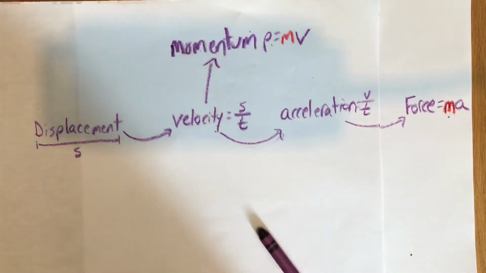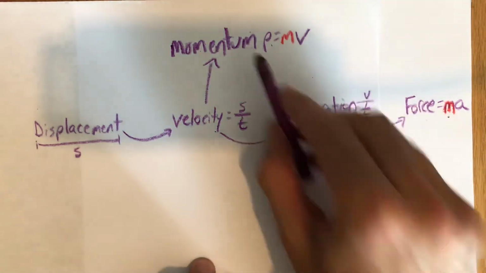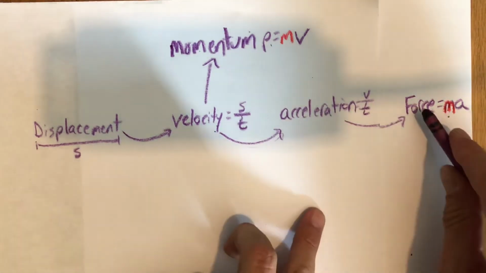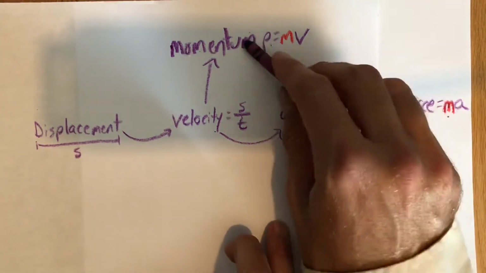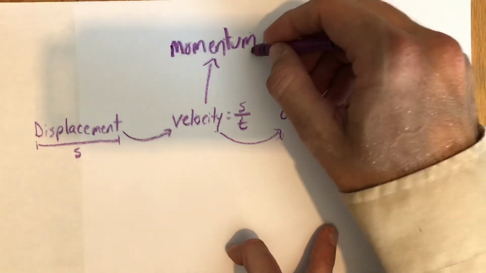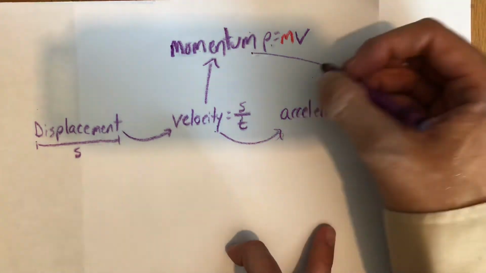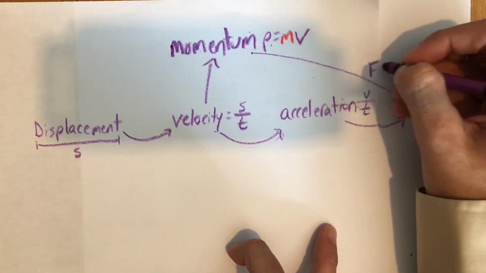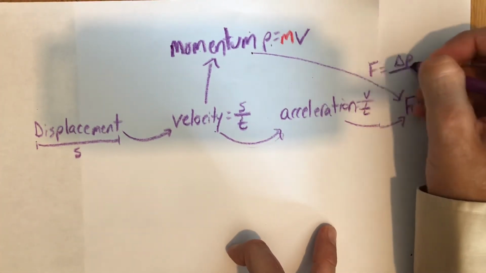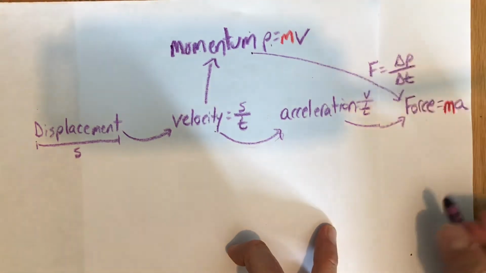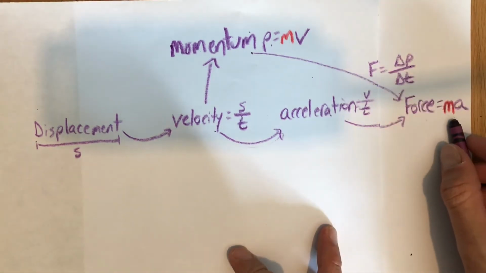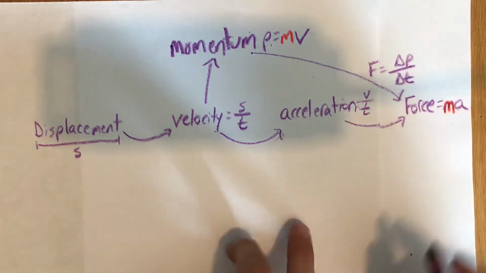It's not immediately obvious here, but momentum and force are actually very fundamentally connected. Force is indeed the rate of change of momentum. And that's the definition of force. Force equals the change in momentum over the change in time. That becomes F equals ma when mass is constant.